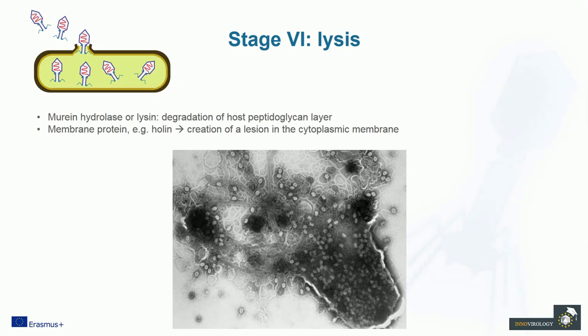Therefore, they produce a murein hydrolase or a lysin to attack and break down the host peptidoglycan layer. Furthermore, a holin or another membrane protein can make a lesion in the cytoplasmic membrane. These actions make the bacterial cell wall weak, which results in the burst of the host cell. This is called lysis and is the final stage of the phage infection cycle.